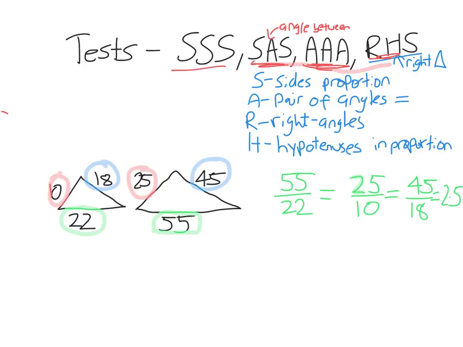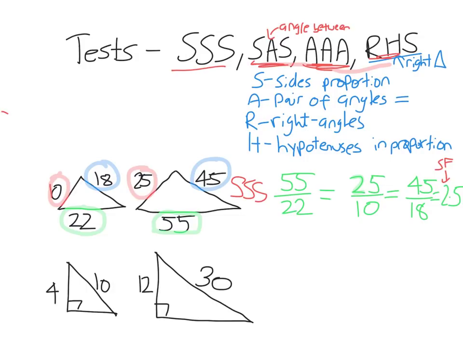So that means that each side in the larger triangle is 2.5 times its corresponding side in the smaller triangle. This means that all the sides are in the same proportion. So these 2 triangles are similar by the SSS test. And 2.5 is the scale factor.